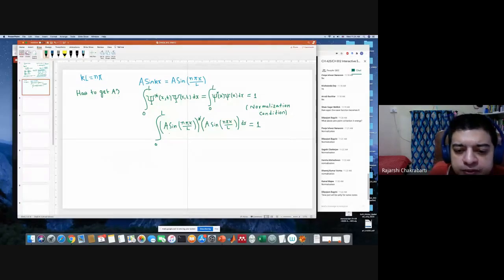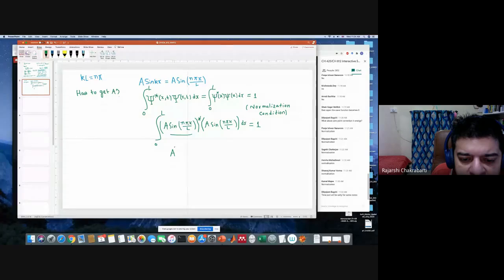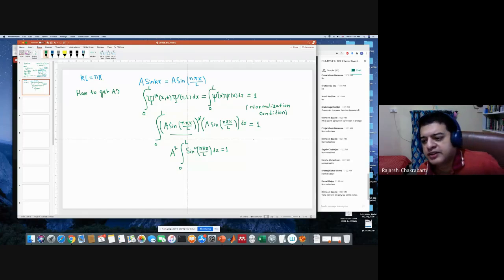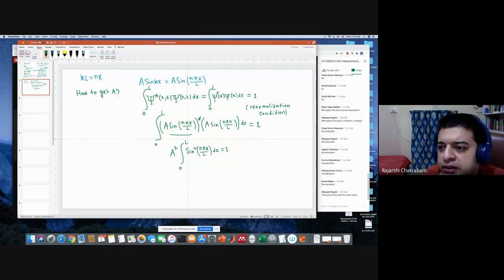And what is the complex conjugate of the wave function here? Because sine has no imaginary i, isn't it? So the complex conjugate is going to be the same, and I assume that my a is real. So if I do so, I get a square, which I can take outside the integral. I have an integration like this. And now I have to evaluate this integral. Any suggestion? How do you evaluate this integral?